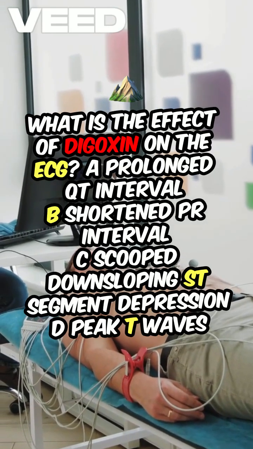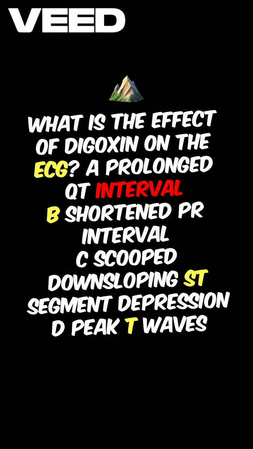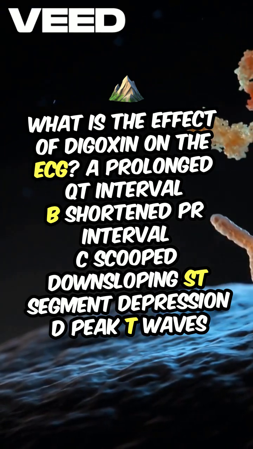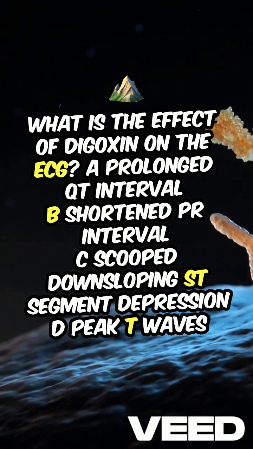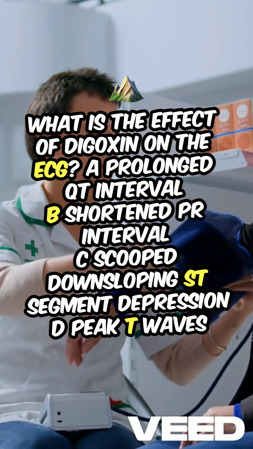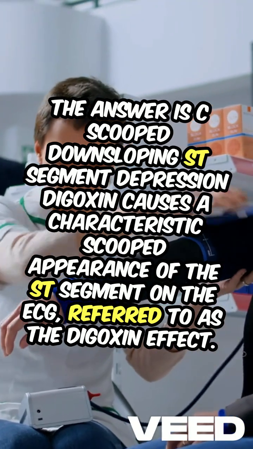What is the effect of digoxin on the ECG? A. Prolonged QT interval. B. Shortened PR interval. C. Scooped, downsloping, ST segment depression. D. Peaked T waves. The answer is C. Scooped, downsloping, ST segment depression.